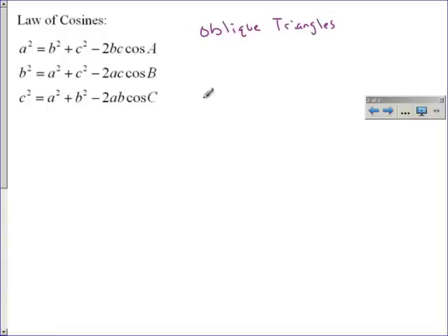So what we're going to do here is start with a triangle. We're going to review some things here. If I have a triangle and I have three sides, I'll call those sides AB, BC, and AC. A shorter way to label these sides is to put a little a across from the angle. So side a is across from angle A, and side b is across from angle B, and side c is across from angle C.